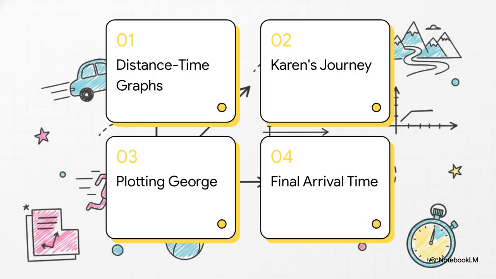To make sure we've got this totally locked down, here is our roadmap for today. First, we'll cover the distance-time graph basics. Then, we're tracking Karen's journey. After that, plotting George's route. And finally, we'll calculate the final arrival time.